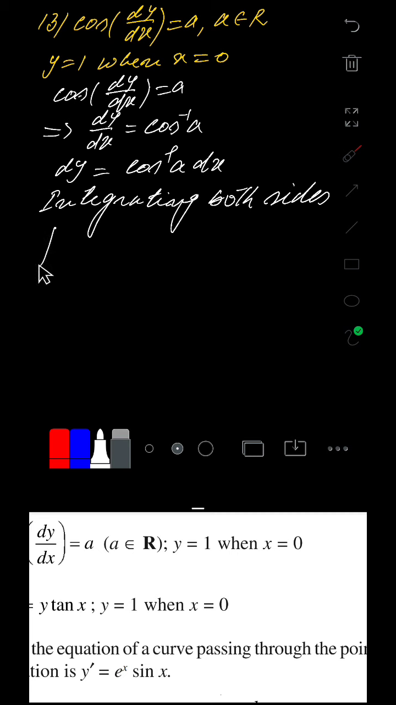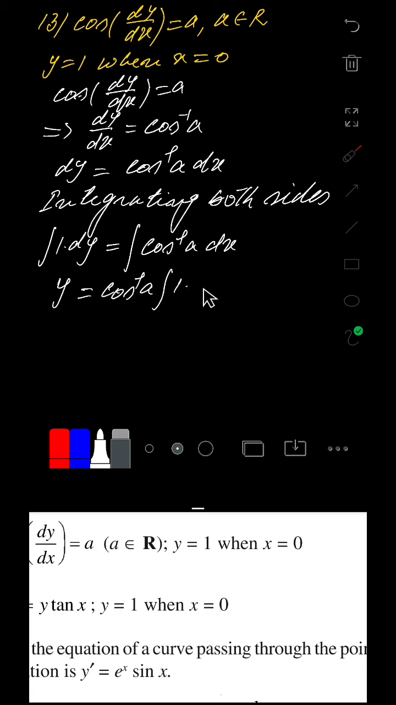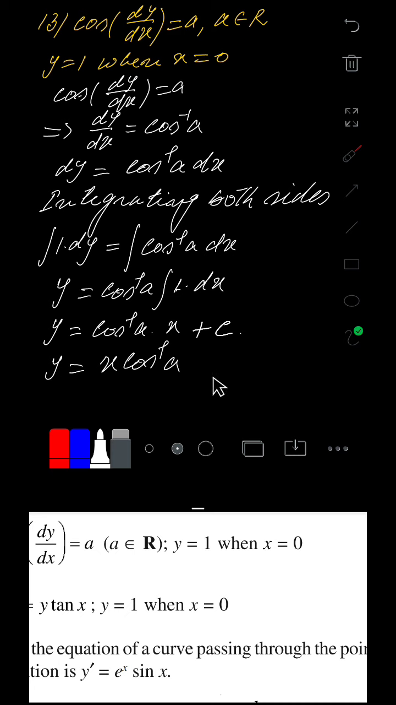On the left hand side we get integral 1 dy is equal to, on the right hand side, integral cos inverse a dx. So integral of 1 with respect to y is equal to. Now be very careful about this, because there is a chance of mistake over here. Cos inverse a is a constant expression because a is a constant. So cos inverse a is also considered to be constant. That should be taken out of the integral. So cos inverse a is taken out of the integration, and inside the integral 1 dx is left. So y is equal to x cos inverse a plus c, constant of integration.